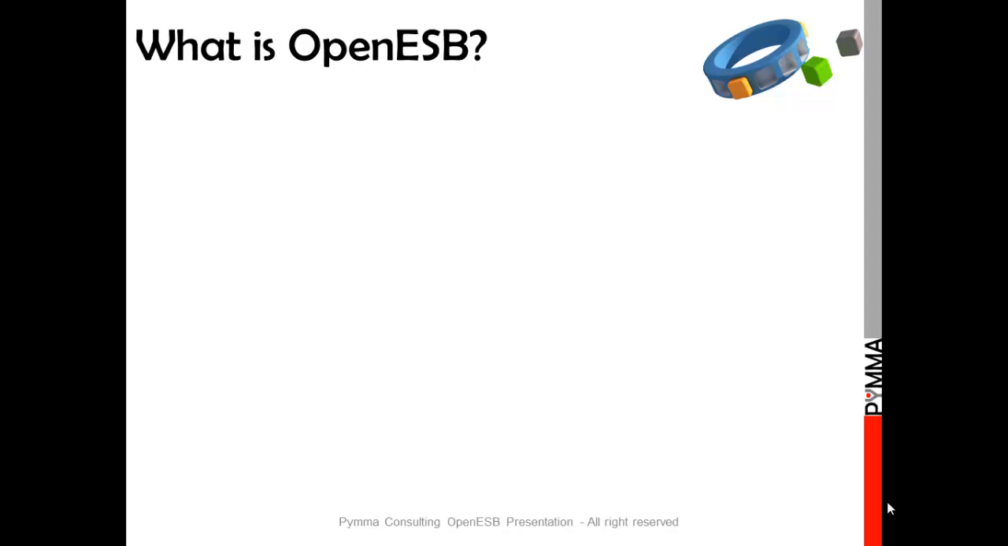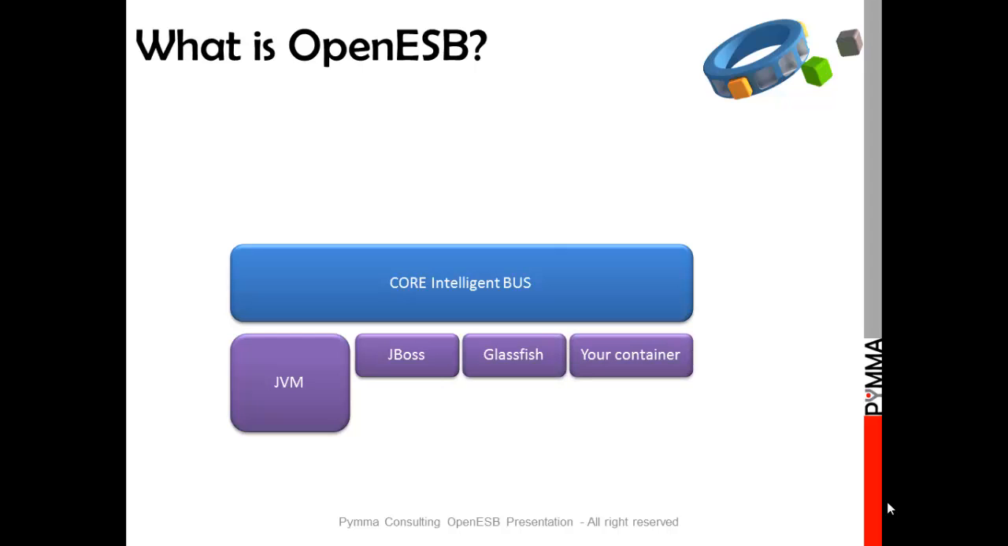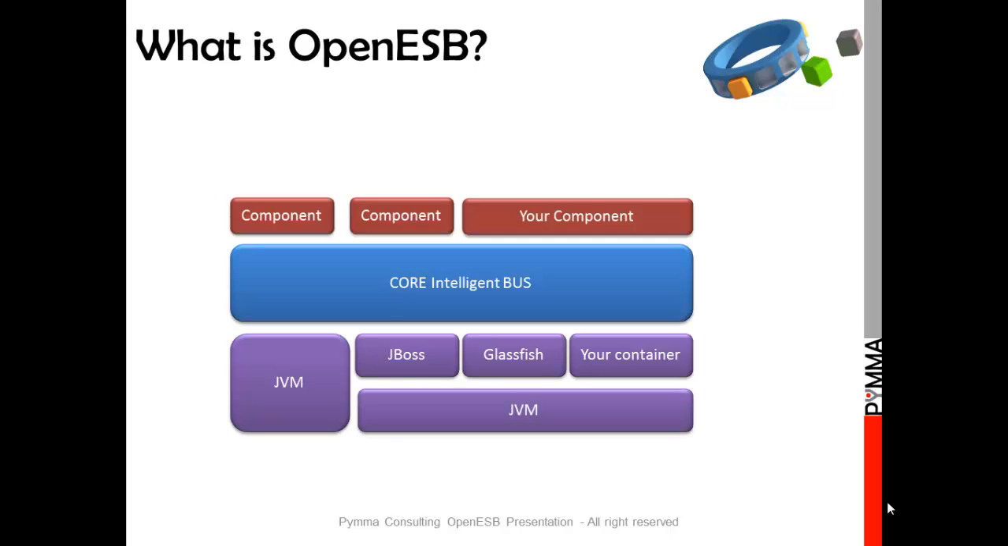OpenESB is a set of components or sub-products, let's say, put together to create the most powerful service-oriented ESB product in open source. Let's start with the core. The core is an intelligent bus that is used to transport the messages. We will see a bit later why we talk about an intelligent bus. The core runs on a runtime that could be JVM, a JBoss server, Glassfish. You can create your own container running on Java, of course.